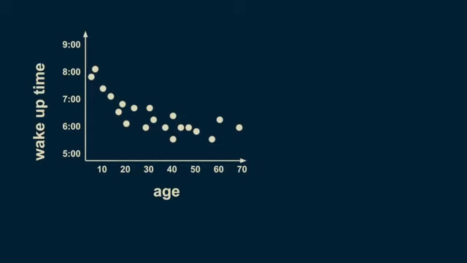The root of our regression tree is an estimate for the entire data set. In this case, if you had to make an estimate without knowing someone's age, a reasonable guess would be 6:25. This is the root of the decision tree. A reasonable first split is at age 25. On average, people younger than 25 wake up at 7:05, and people older than 25 wake up at 6 o'clock.